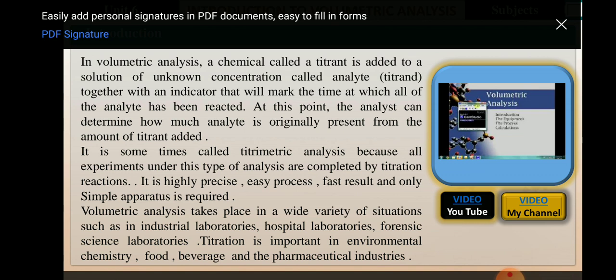It is sometimes called volumetric analysis because all experiments under this type of analysis are completed by titration reaction. It is highly precise, an easy process, gives fast results, and only simple apparatus is required. Volumetric analysis takes place in a wide variety of situations such as industrial laboratories, hospital laboratories, and forensic science laboratories. Titration is important in environmental chemistry, and the food, beverage, and pharmaceutical industries find it useful.